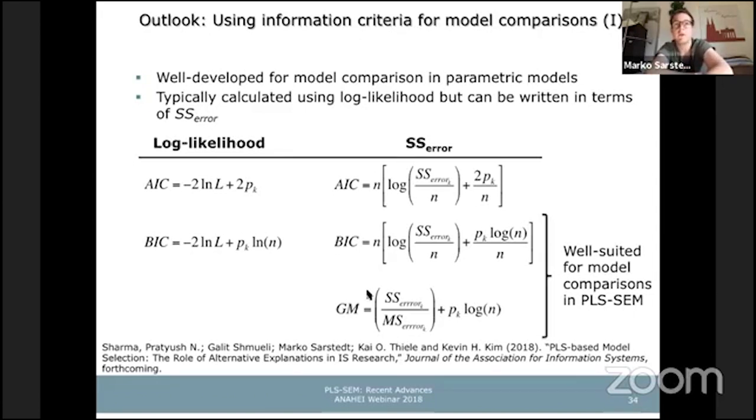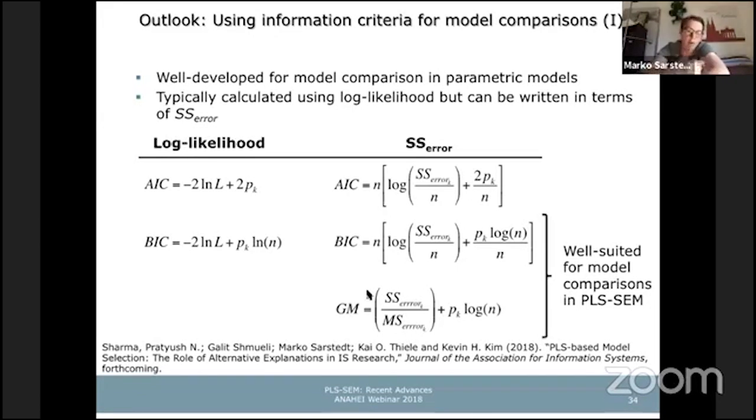When you run Stata, for example, or most R packages, that's how these criteria are actually computed. They don't run maximum likelihood in the background. They use simple OLS, the ordinary least squares, and use the sum of squared errors to compute these criteria. The only issue is we need to have normally distributed residuals, which is practically always the case. Even if they're not normally distributed, these criteria are pretty stable.